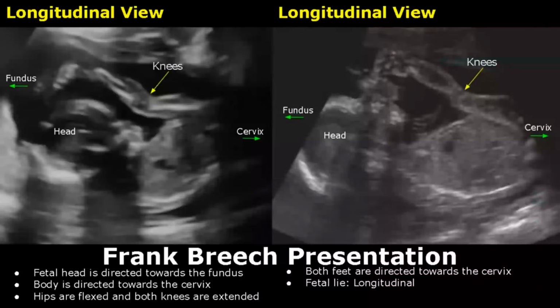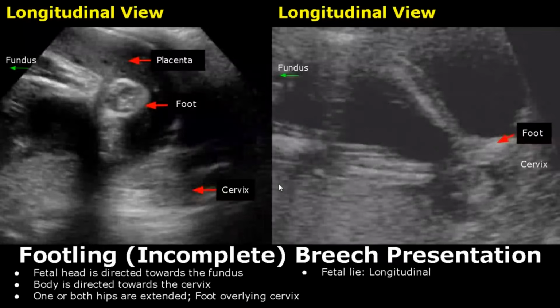The next type of breech presentation is frank breech. It is the most common type of breech presentation. The hips are flexed and both knees are extended, directing the feet towards the fundus. The fetal lie in this presentation is also longitudinal. In a footling or incomplete breech presentation, one foot is directed towards the cervix. One or both of the hips will be extended, but mainly we will see a foot right next to the cervix.